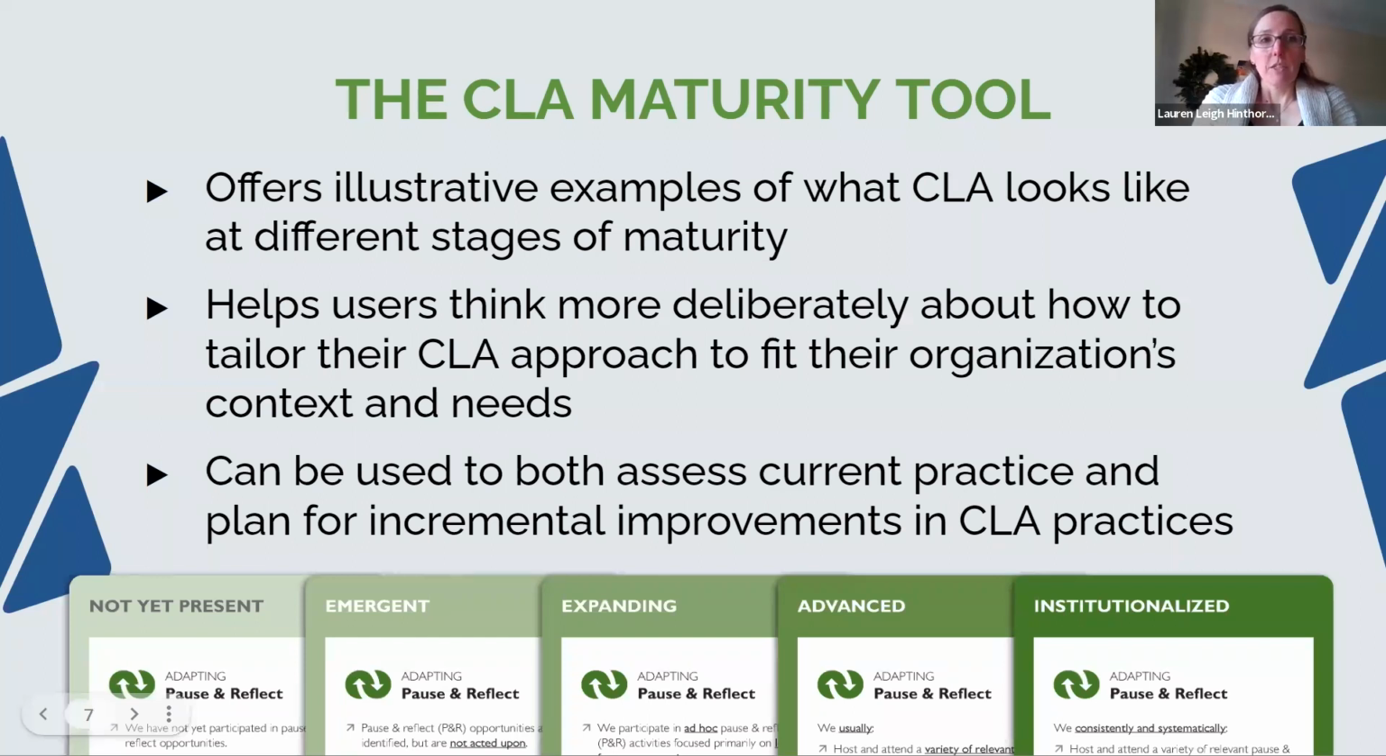The other thing that the tool is supposed to do is help us think more deliberately about how we can tailor CLA to our own contexts, organizations, challenges, development objectives. So it's highly customizable. And the tool can be used both to self-assess your current practice, so to do a bit of a pulse check on how we are currently using CLA, but it can also be used as a planning tool for identifying areas of improvement or particular CLA practices that might really help you achieve your development outcomes. And then it can be used to identify those areas of growth and plan for those in an intentional way. Next slide.